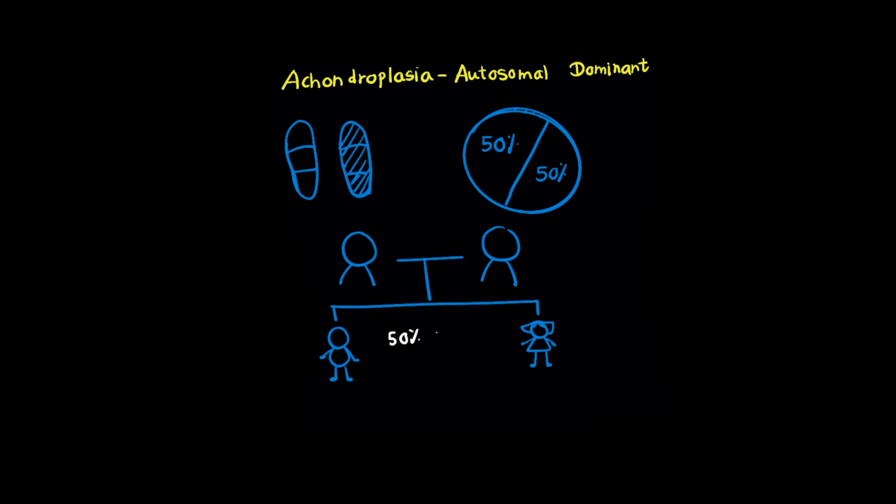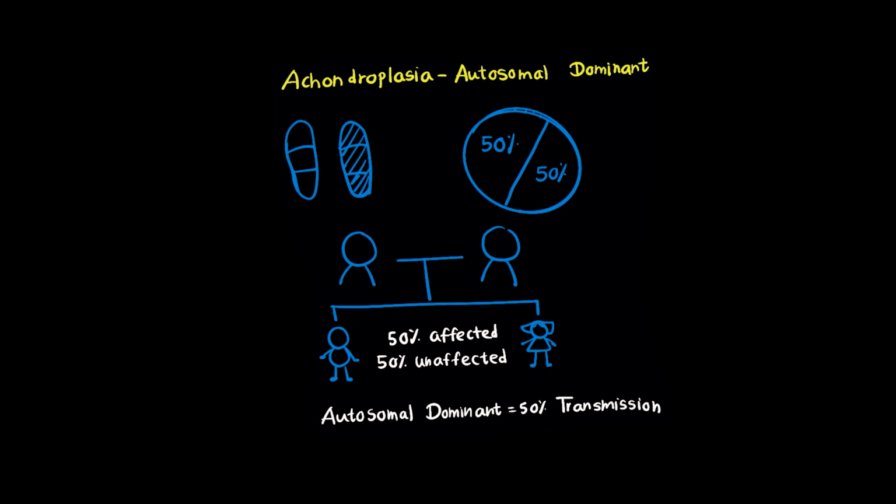This 50% transmission rate is consistent across all autosomal dominant conditions. The text incorrectly states 100%, but that would only occur if the parent had two mutated copies, which is usually lethal in achondroplasia. 25% would apply to recessive conditions with carrier parents. 75% doesn't match any standard inheritance pattern. The correct answer is 50%. A coin flip for each child.